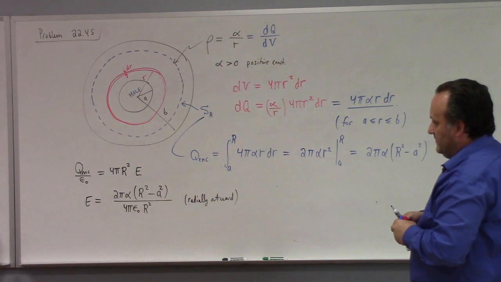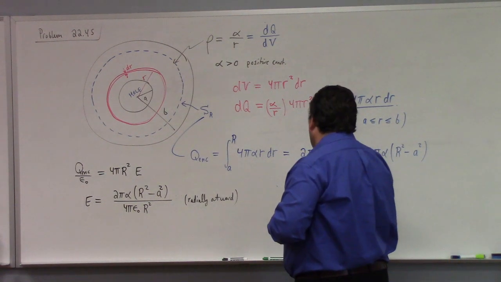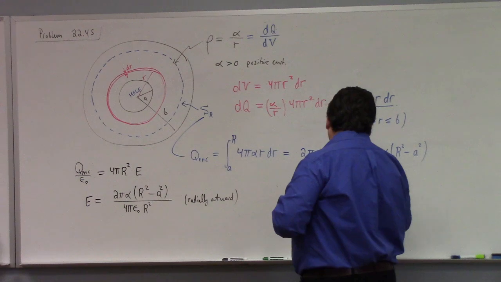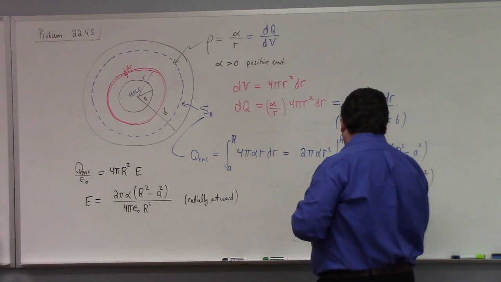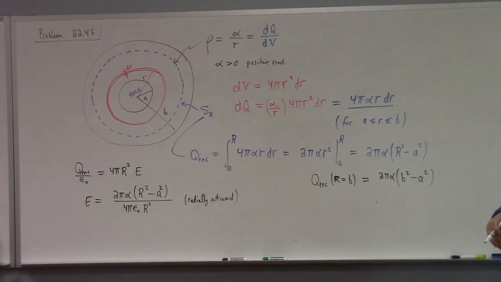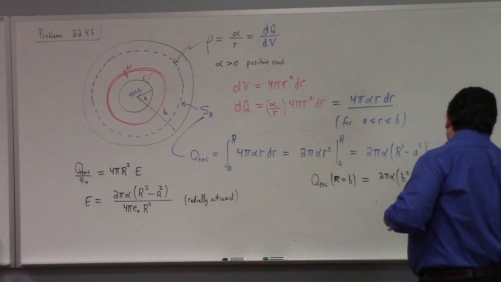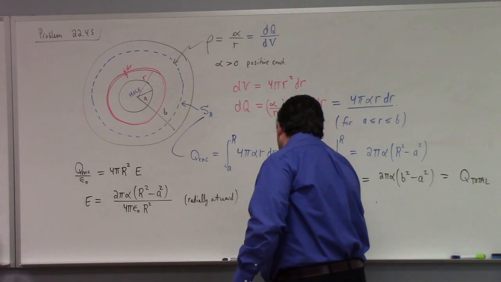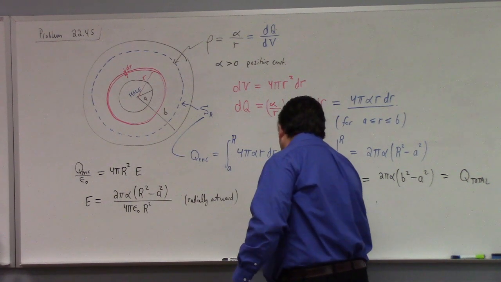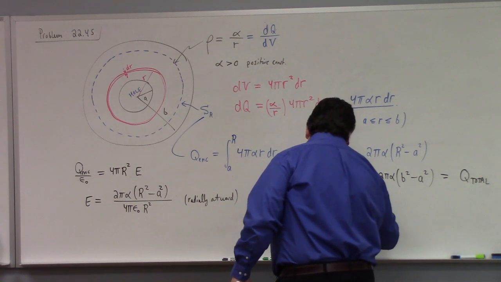On the other hand, by the way, you made me think about it: what's the Q enclosed for big R equal to B? That would be 2 pi alpha times B squared minus A squared. So notice that we could call this Q total. And notice that the electric field would be Q total divided by 4 pi epsilon naught little r squared for r greater than or equal to B.